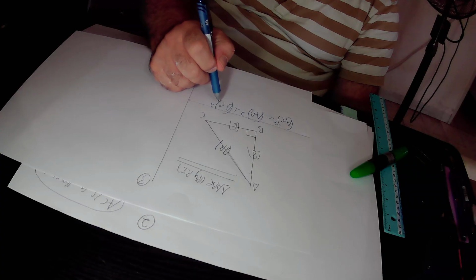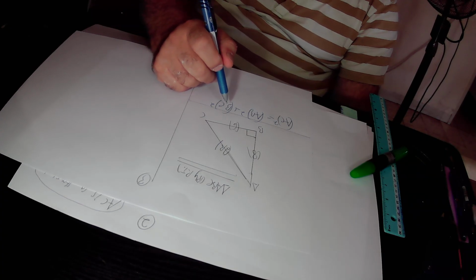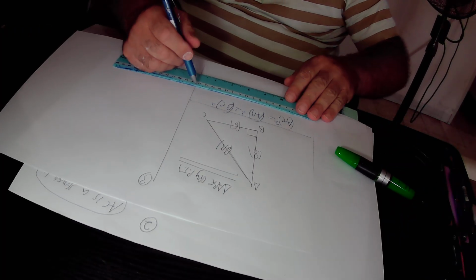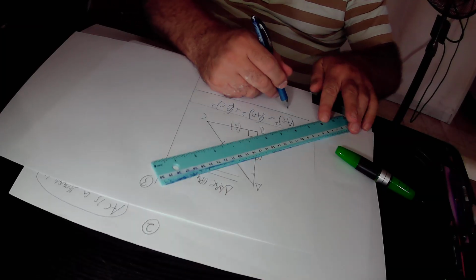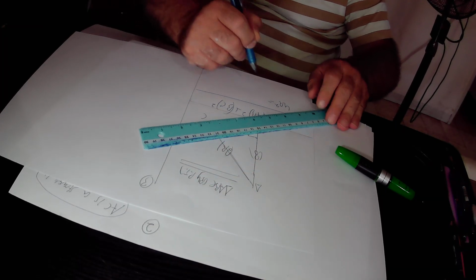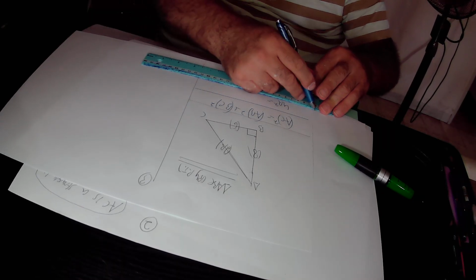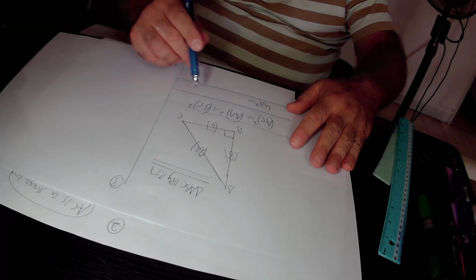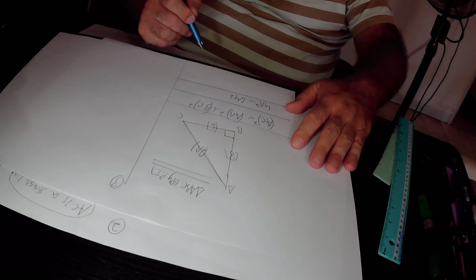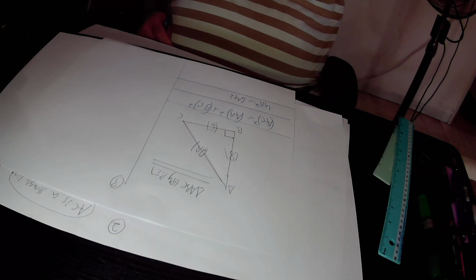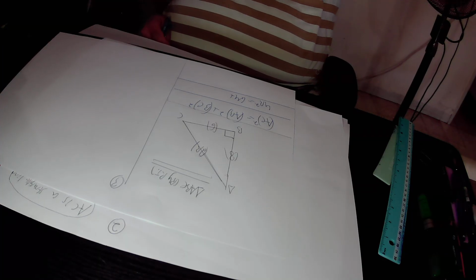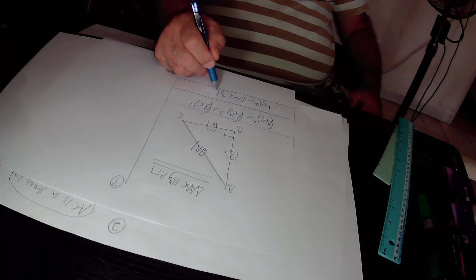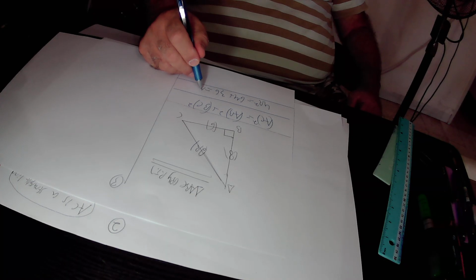The hypotenuse AC is also the diameter of the circle, that is 2r. Therefore AC squared is 2r squared, that is 4r squared, and it is equal to AB squared. AB is 8, therefore AB squared is 8 squared, that is 64, plus BC squared. BC is 6, therefore BC squared, 6 squared, is 36. 64 plus 36 is 100.